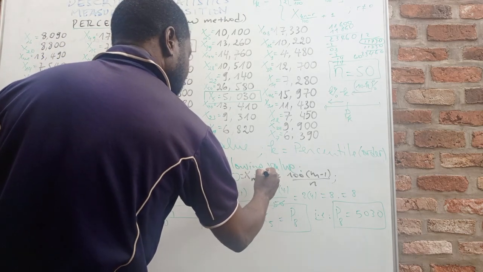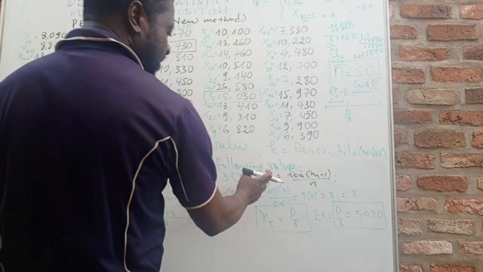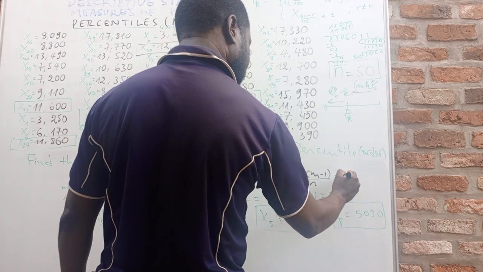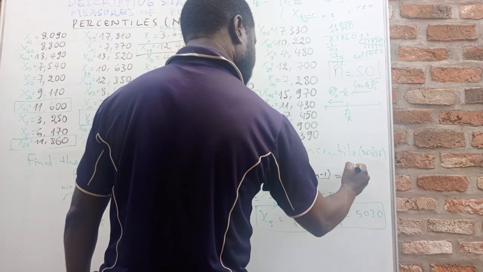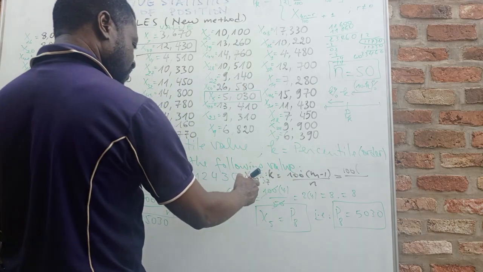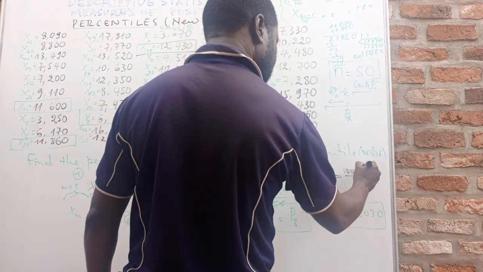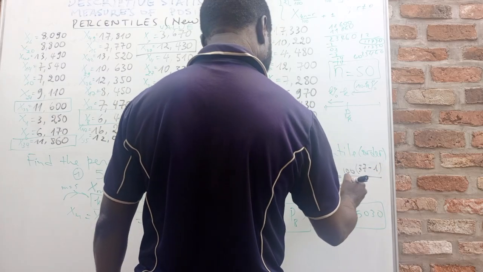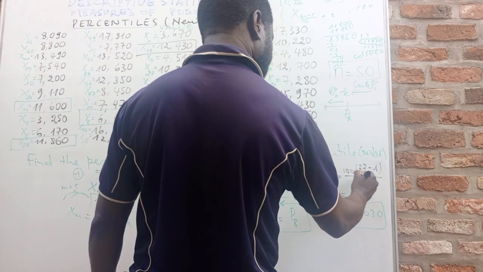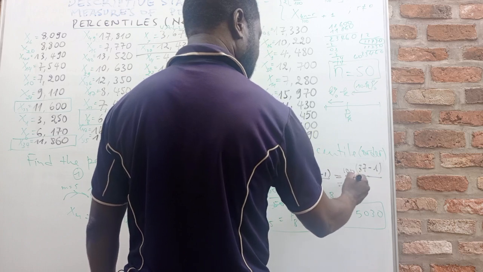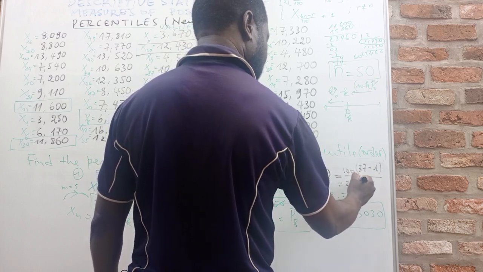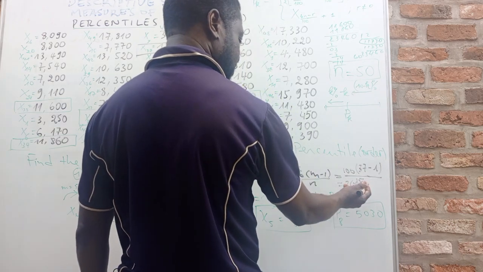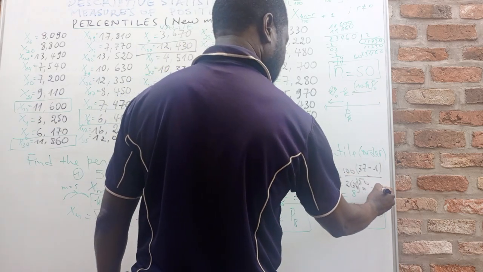x sub 37, which means that our k is 100 times (m minus 1), where m is now 37, divided by n, which is 50. When I simplify here, I get 2 times 36. This means 37 minus 1 is 36, and times 2 is 72.